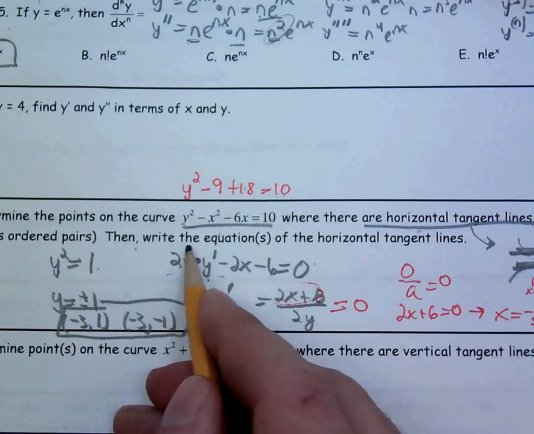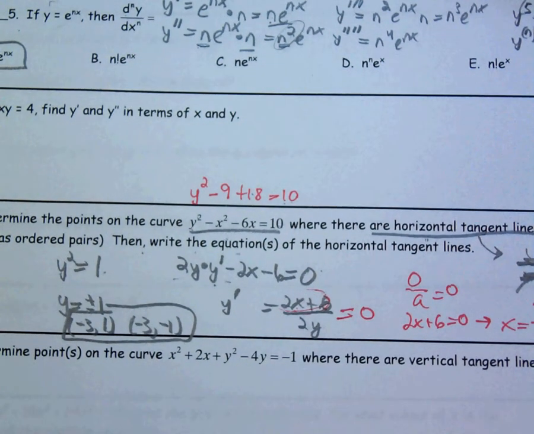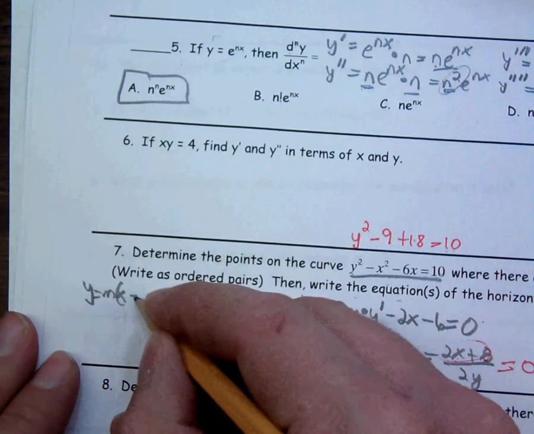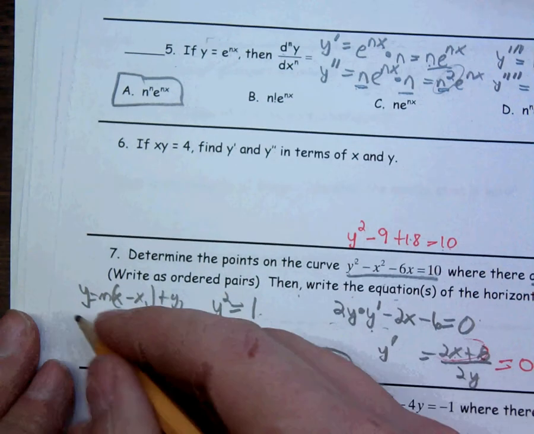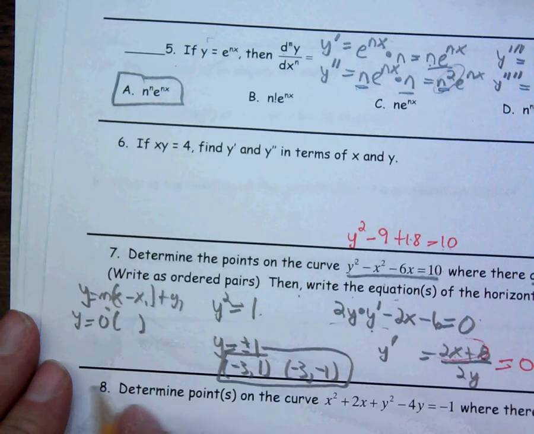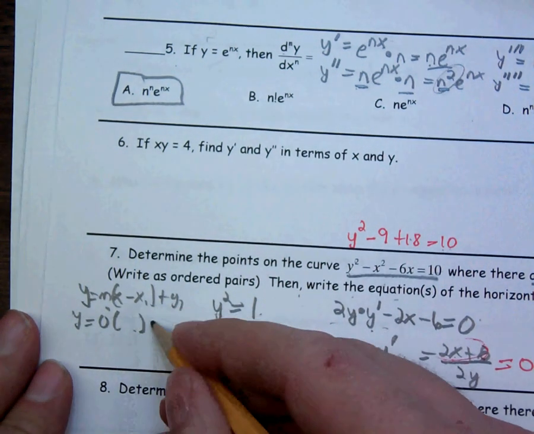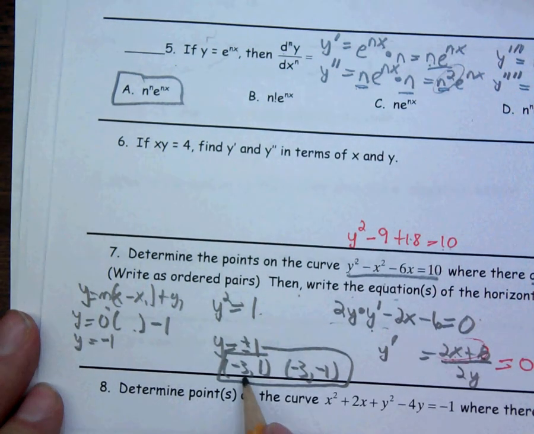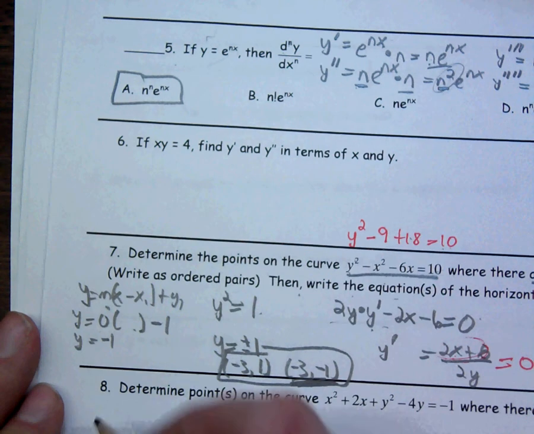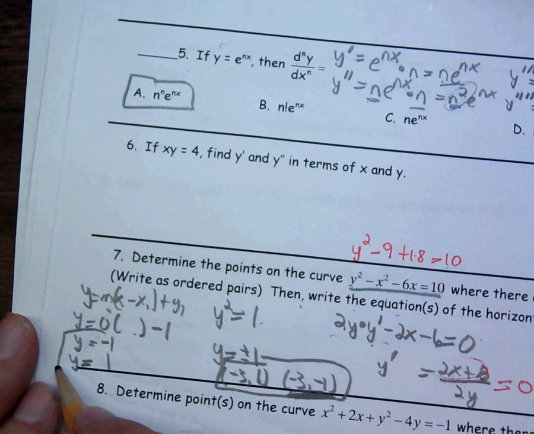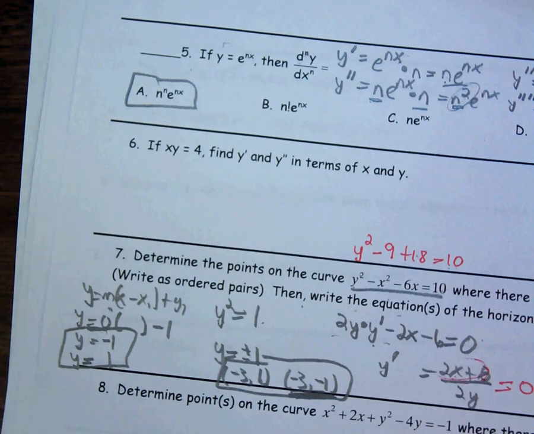And it also said to write the equation of the horizontal tangent lines. Well, the equations of the tangent lines are going to be y equals m times x minus x1 plus y1. So we're going to get y equals, the slope of a horizontal tangent line is 0. And I'm not even going to fill this in because 0 times anything is 0. This is y equals negative 1. The horizontal tangent line going through this point is y equals negative 1. The other tangent line is going to be y equals 1 because the y value is 1 and the slope is 0. These are the two equations of the horizontal tangent lines.